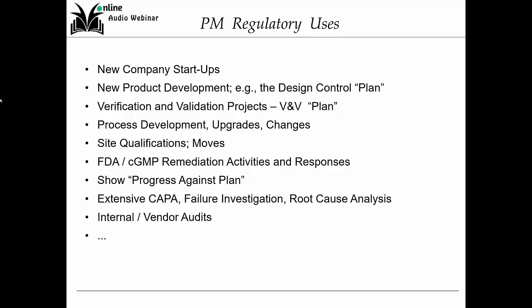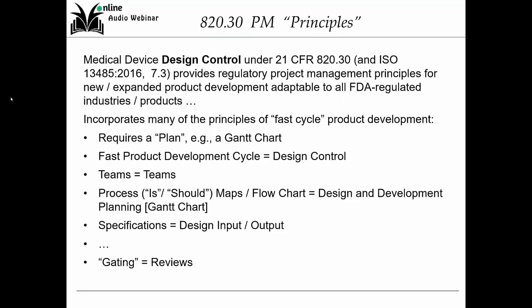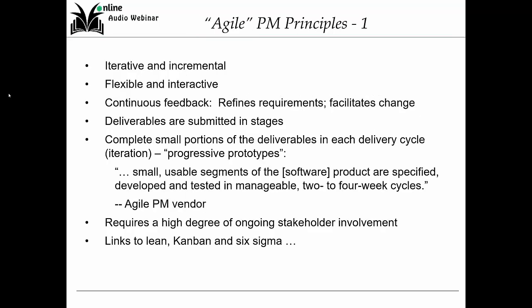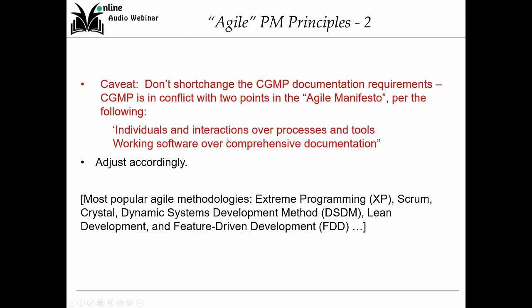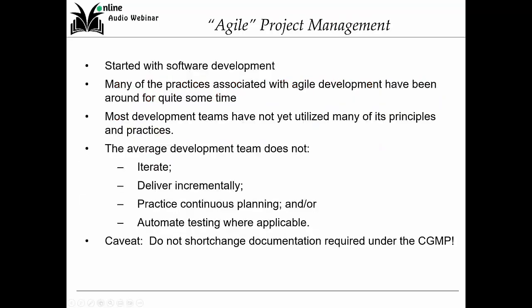So what are the uses of these tools, project management? With design control, whether you're dealing with design control 820.30 or design and development planning, ISO 13485 7.3, you're talking about the same 10 elements in both. Agile has to be cautioned with the fact that you have to have defined processes, at least a certain minimum of that. You have to have documentation to prove you did comply with the GMPs, so that flies in the face of the GMPs. The tools that are very useful in Agile is iteration.